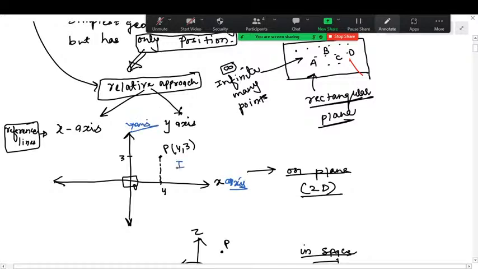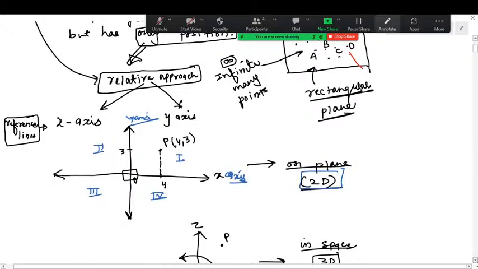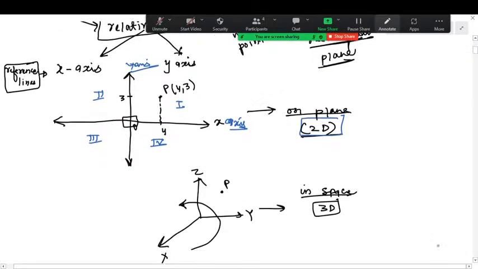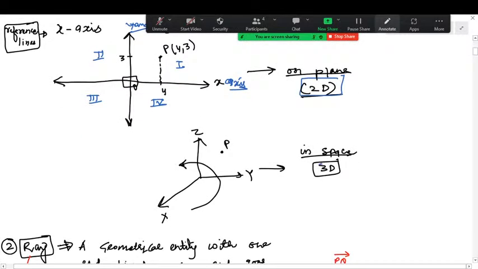A point may be in the first quadrant, the second quadrant, the third quadrant, or the fourth quadrant. In coordinate geometry, we will discuss all these parameters in much detail. But do remember, a point may be in a plane, known as a two-dimensional plane, that we deal with here in coordinate geometry or two-dimensional geometry. A point may even be in three dimensions or in space, and for that, we will discuss three-dimensional geometry later on in higher classes.